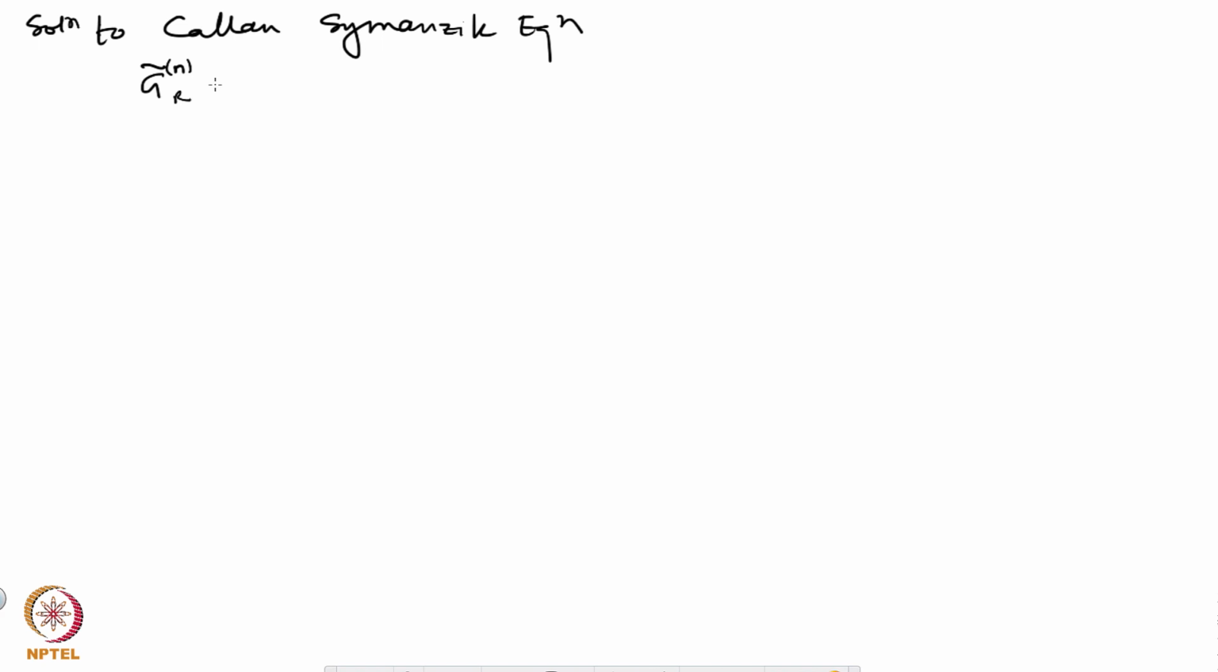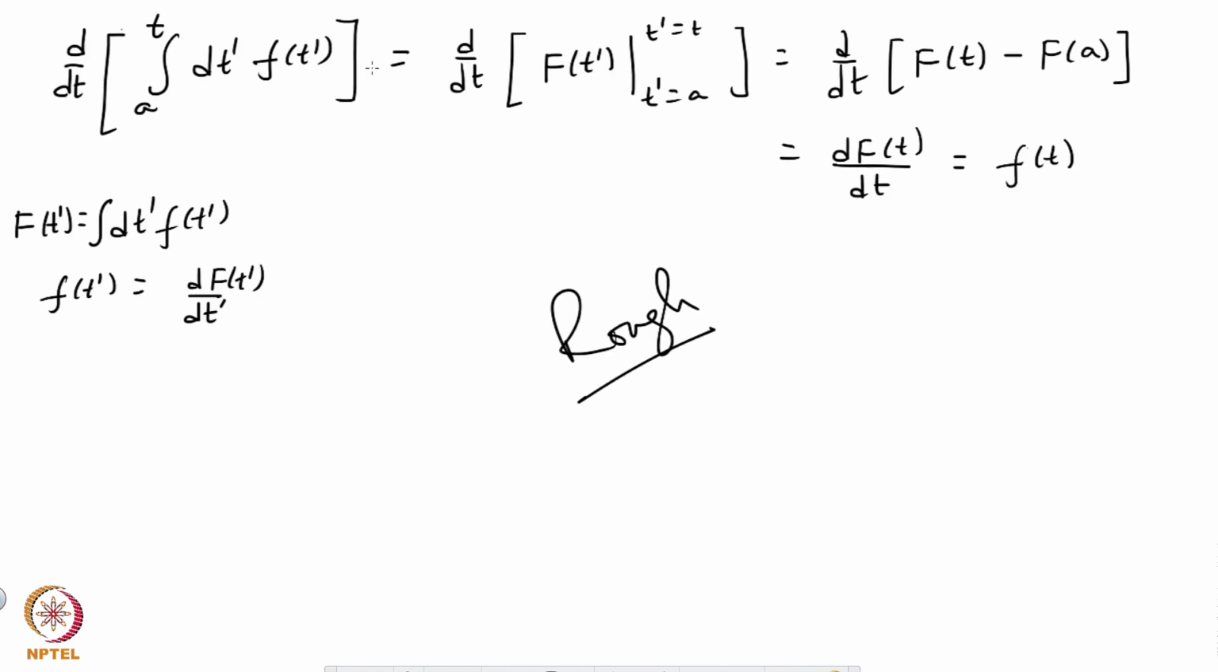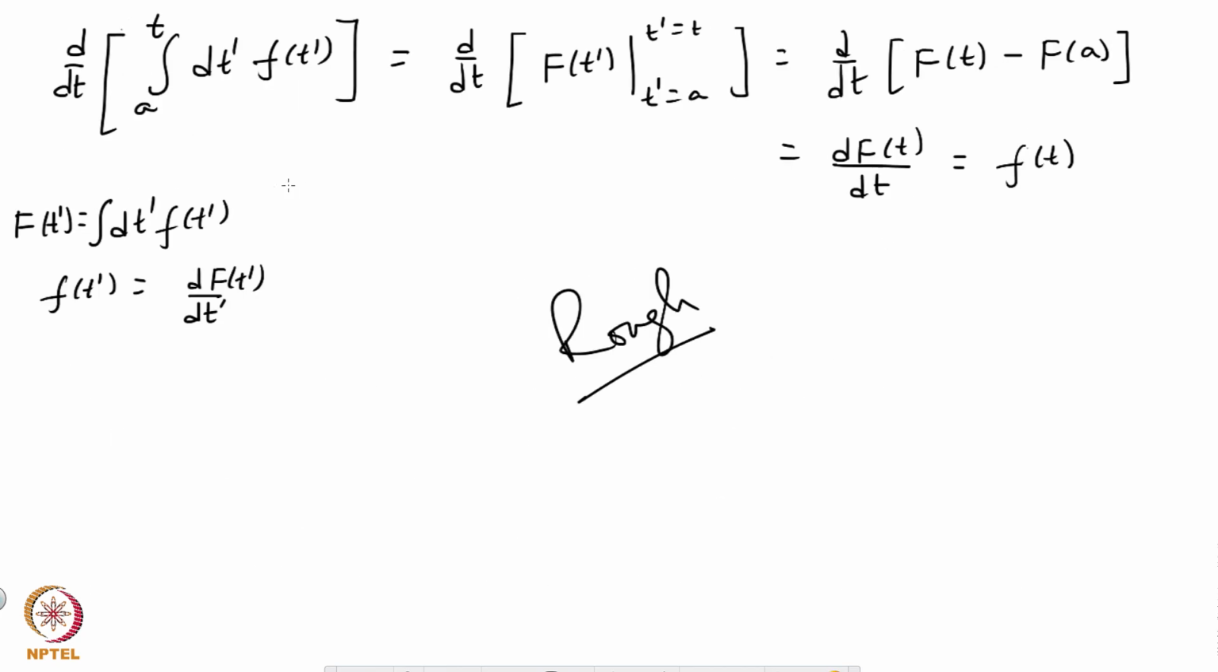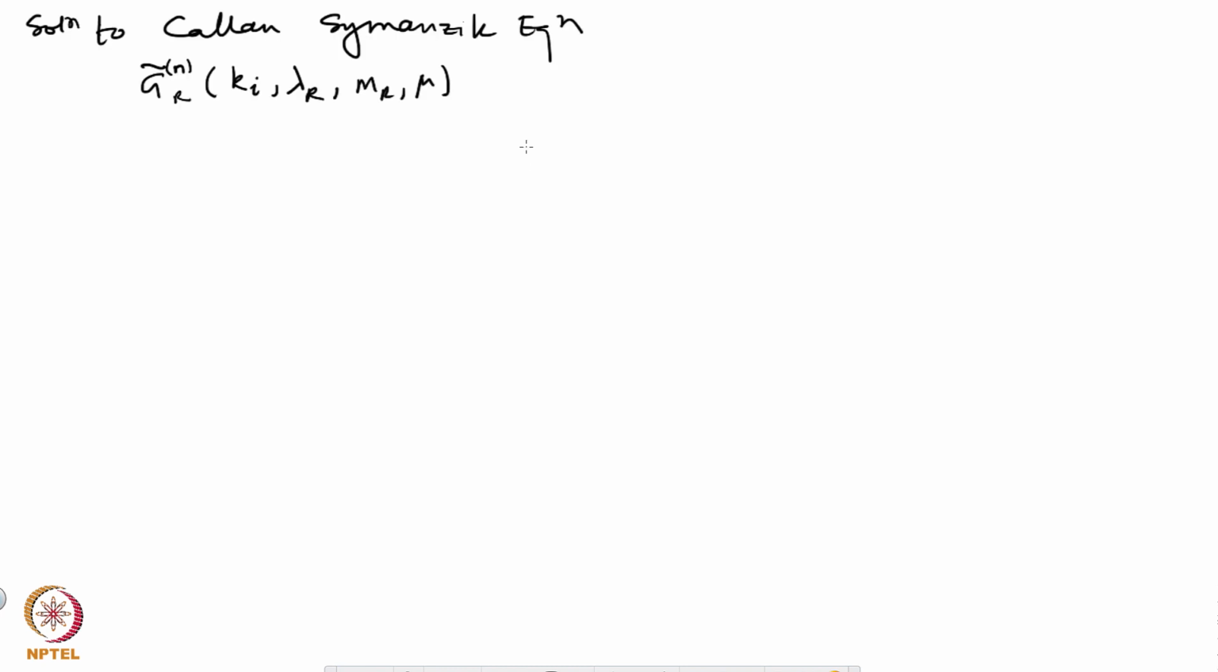So G tilde N R. Remember, these are not bars, these are lambda R, M R and mu. These are not running couplings. Let me show you again. Here what you have doesn't involve running coupling or running mass, but the left hand side does. So I will take this exponent on the left hand side, which will become the right hand side now. Everything will involve running coupling constant and running mass parameter.